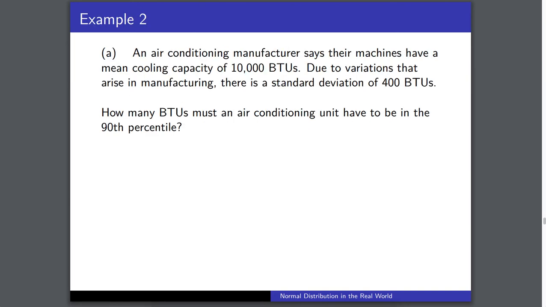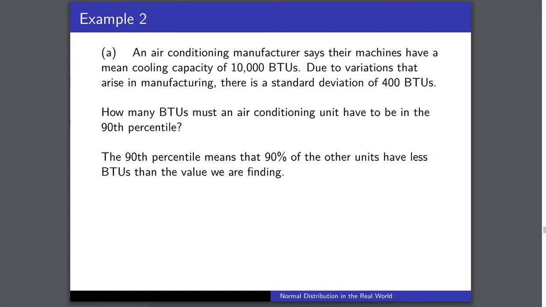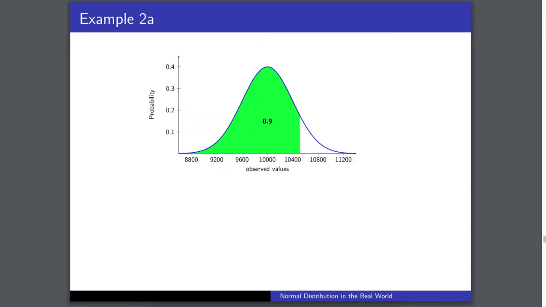So in example 2, we have our air conditioning manufacturers, and they're saying that their mean is 10,000 BTUs and the standard deviation is 400 BTUs. How many BTUs must a unit have to be in the 90th percentile? The 90th percentile means that 90% of the other units have fewer BTUs than the value we're trying to find. So if we have 90% of all the other values to the left of this particular value, what is that value?